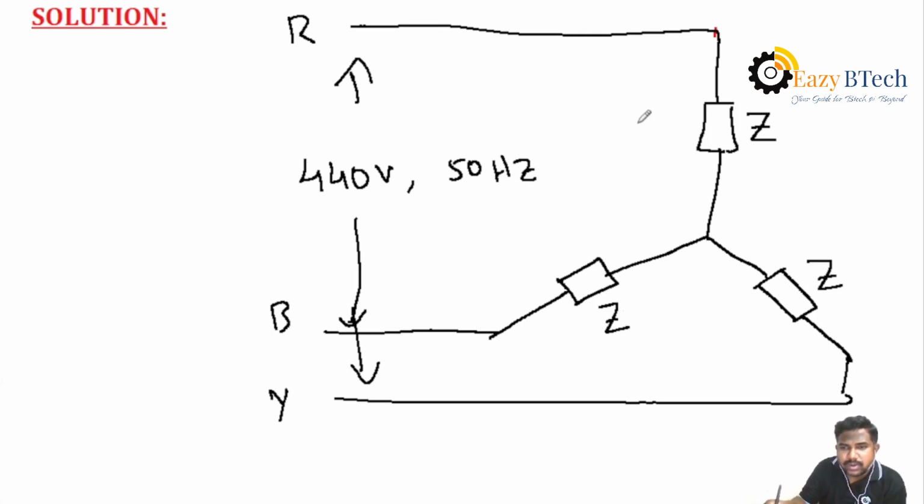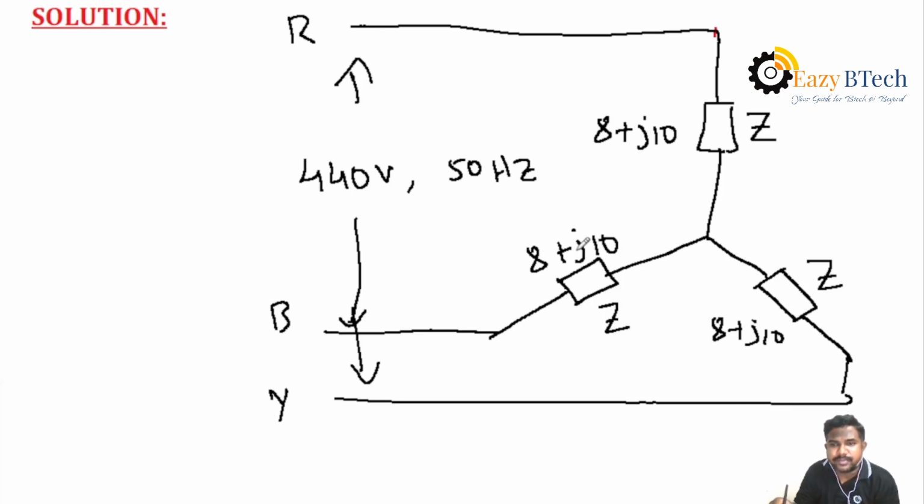Then draw the values given for impedance: 8 plus J10, 8 plus J10 and the other impedance also 8 plus J10. That is, all three impedances in star connection are equal. That's why it is a balanced star system. In a balanced star system, how to calculate the three phase circuit parameters?